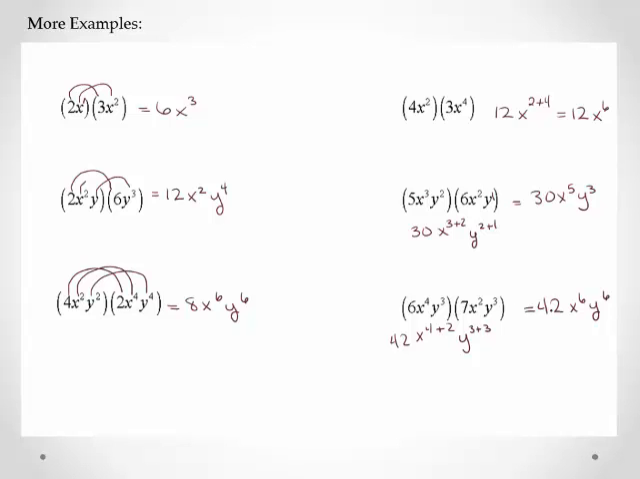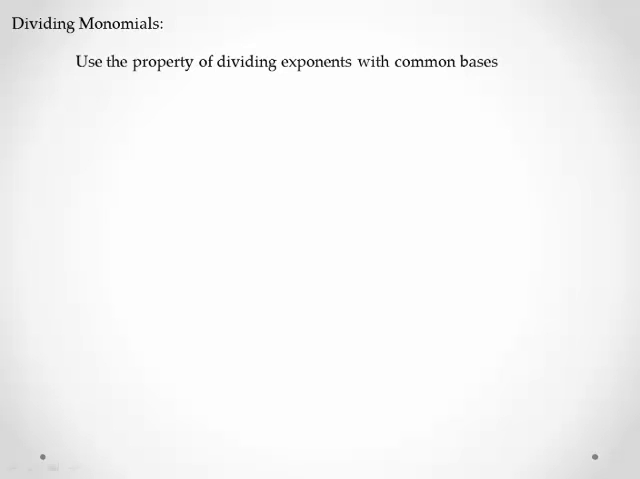6 times 7 is 42. 4 plus 2 is 6, and 3 plus 3 is 6. Now when we divide monomials, we use the property of dividing exponents with common bases.